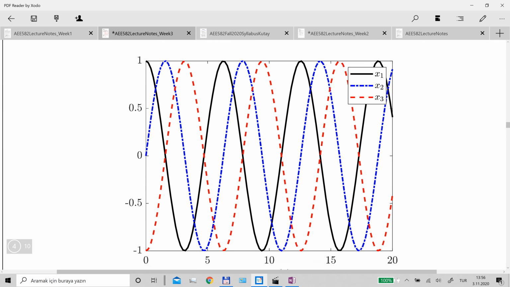Well, this time we see that all three state variables oscillate at the same frequency, and it is important to note here that all three state variables oscillate. Whereas in the first case we tried, all these three state variables showed a stable converging response, this time they just oscillate, and these are pure oscillations.